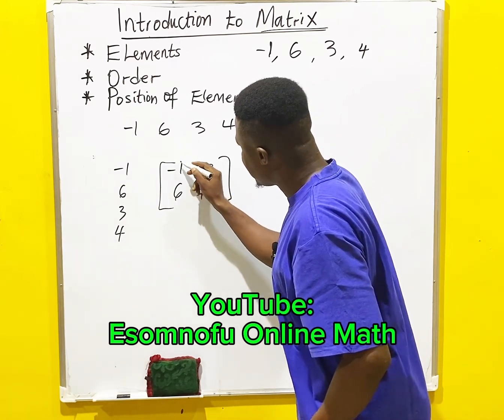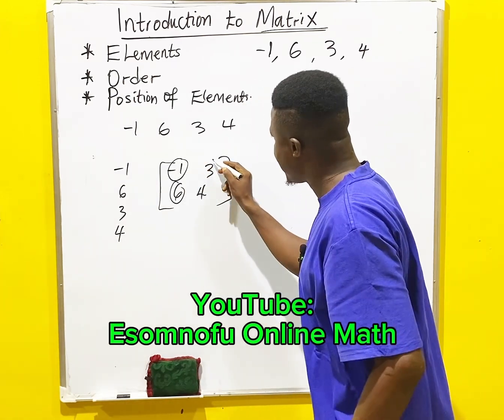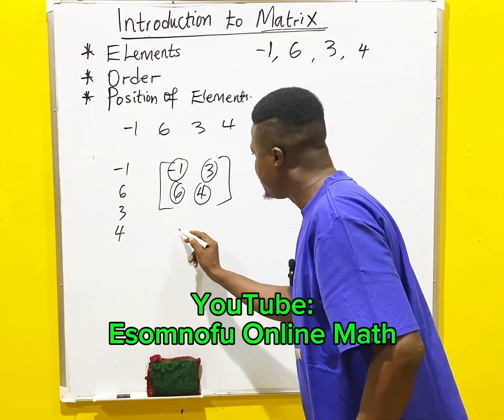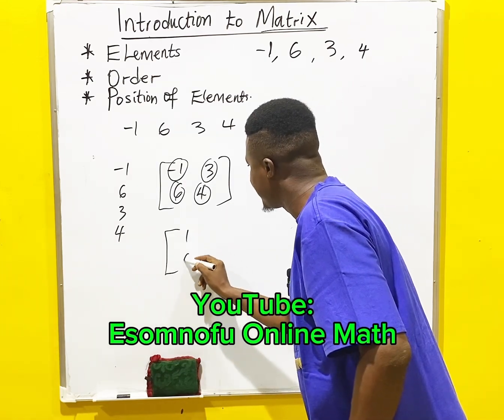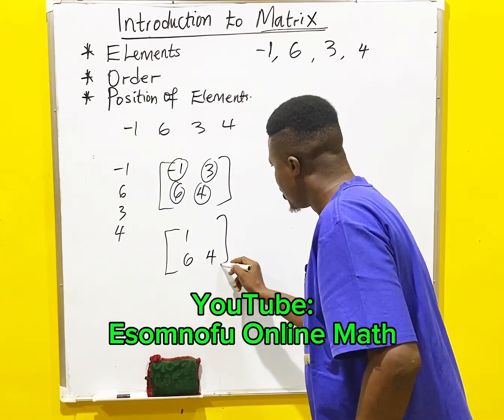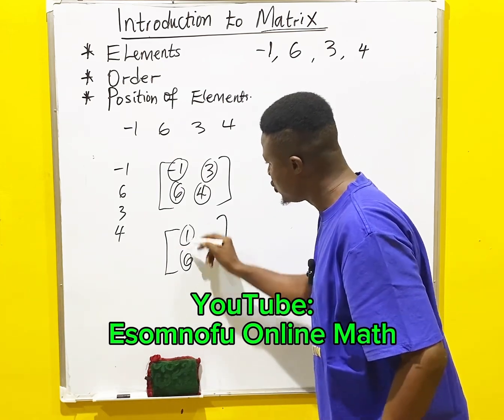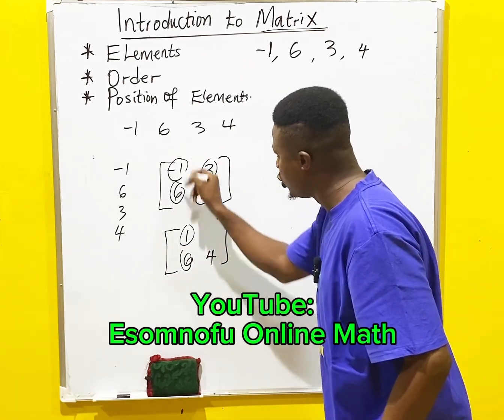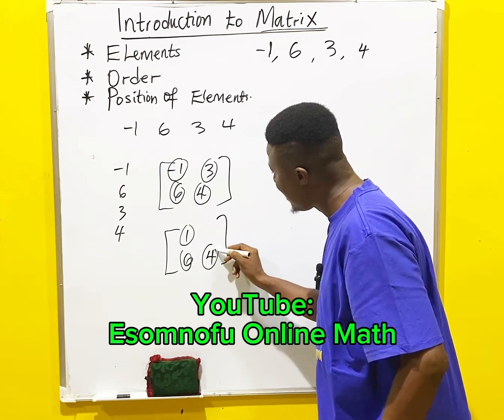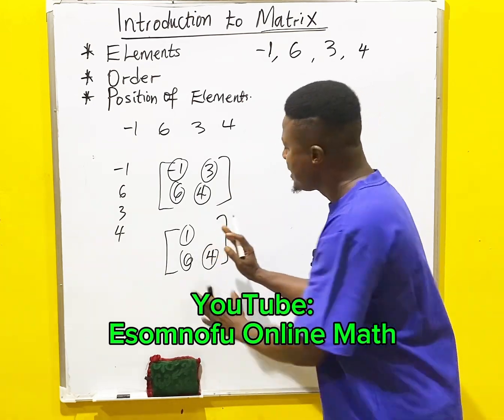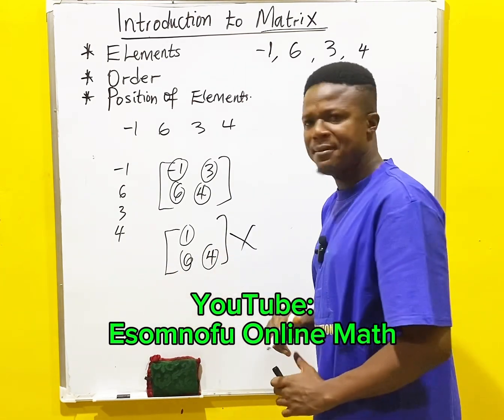How many elements are here? 1 and 2. How many are here? 1 and 2. If you see an arrangement like this, 1, 6, and 4, you will know that we have 1 and 2 in this column, right? This is column, column and column. But here we only have 1 in the same column here, meaning that this arrangement is not a matrix.